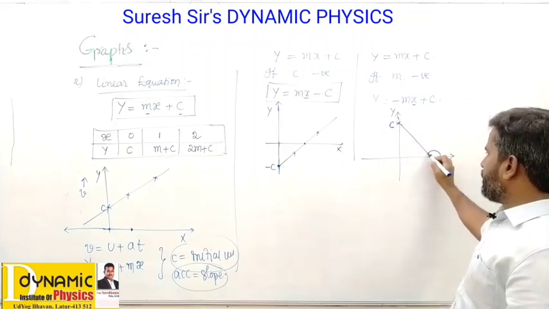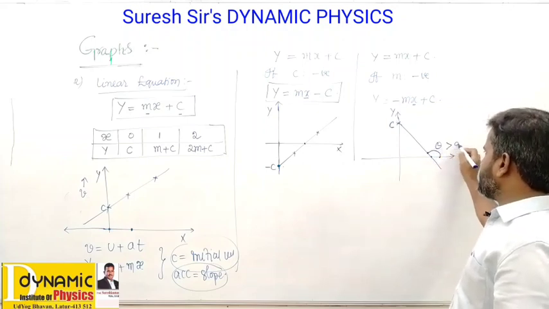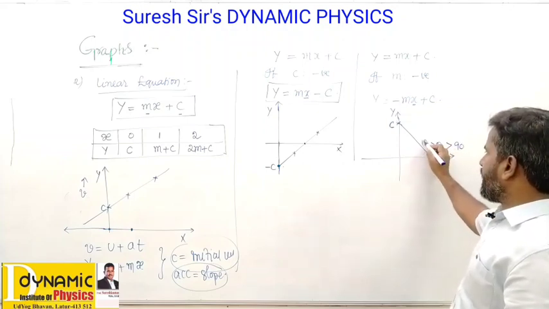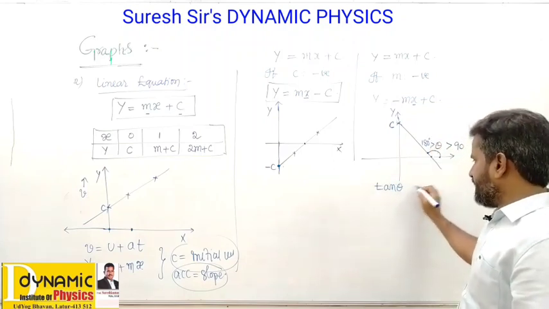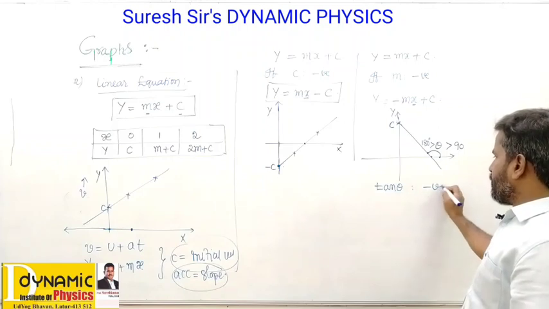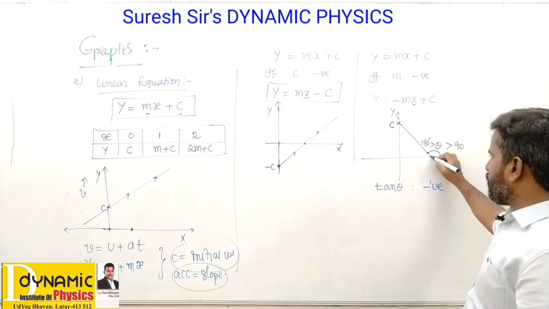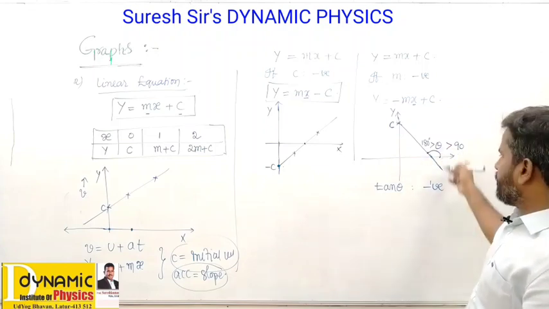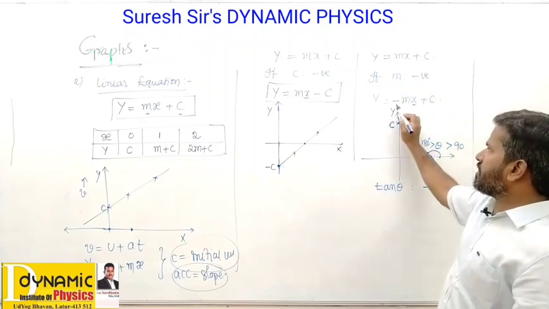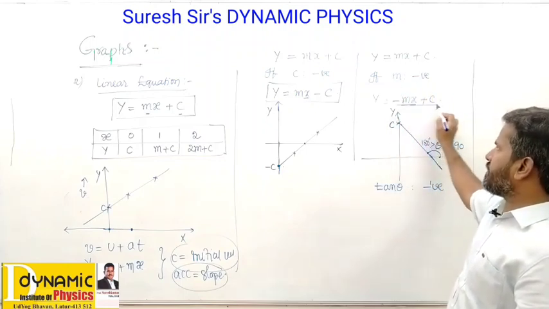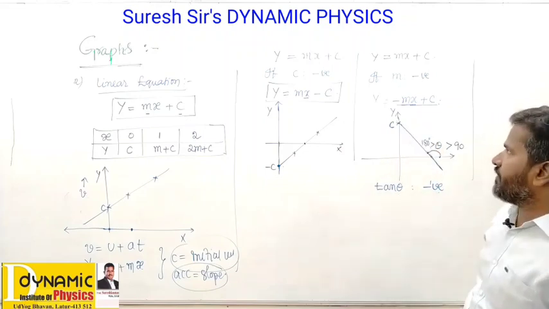For a negative slope, tan theta, where theta is more than 90 and less than 180, is a negative value. So tan theta is negative, and this is a negative slope. For a negative slope, y equals mx minus c, so this is minus mx plus c. Tan theta is negative. The shape of the graph is this.